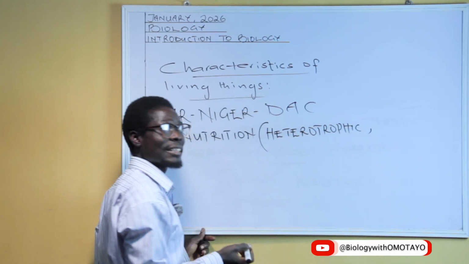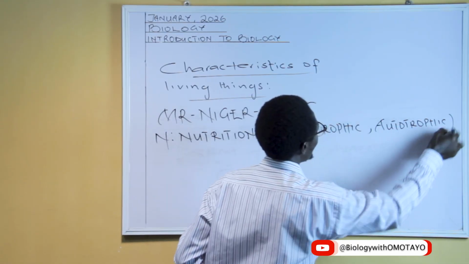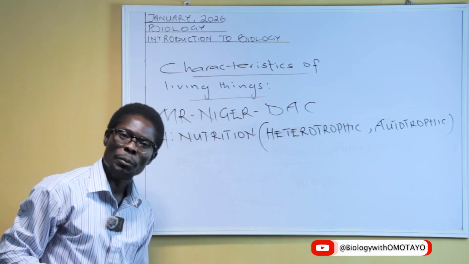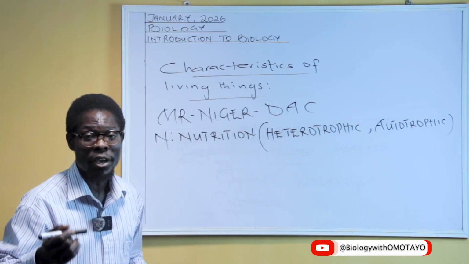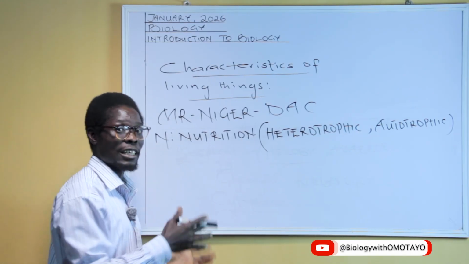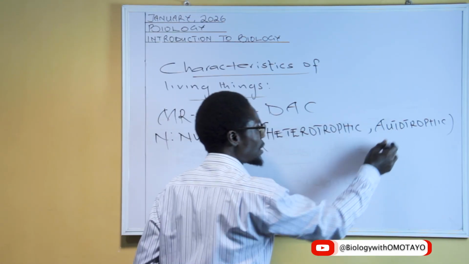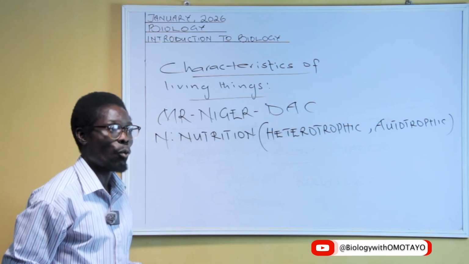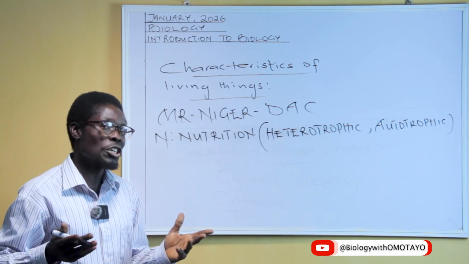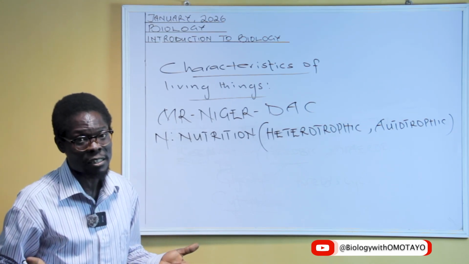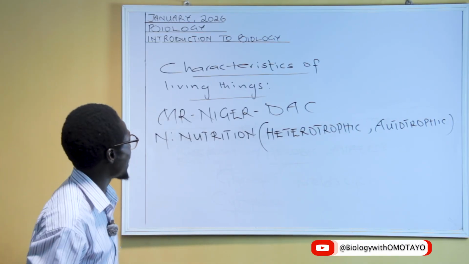And then for plants, we do have what we call autotrophic nutrition. Now, heterotrophic simply means that organisms here are dependent on ready-made food. You will agree with me that animals do depend on readily made foods. While autotrophic here simply means organisms in question have the ability to synthesize their own food, mostly using photosynthetic processes or probably chemosynthetic processes. So quickly we move to the next.